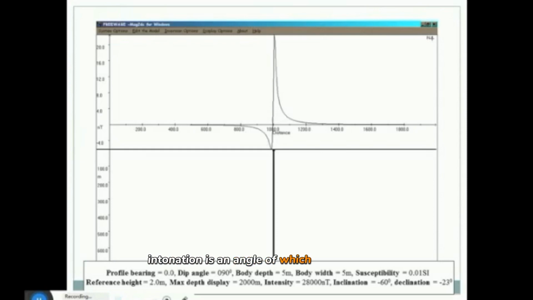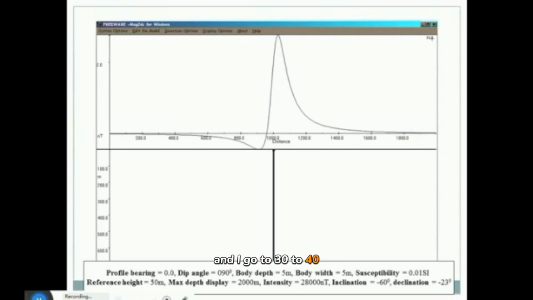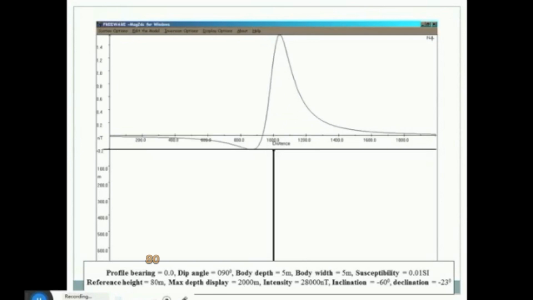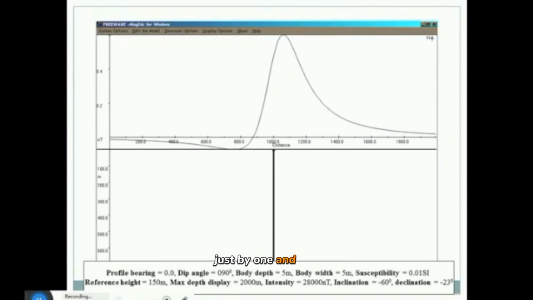Inclination is the angle at which the field lines are coming into the Earth when you're doing the survey, and declination is the difference between true north and magnetic north. We're changing our reference height. So our anomaly here is at 200 nanotesla. As I get higher to 15 meters, I'm already down to 80. As I go to 30, we're about 40, 50 is down to 20, 80 we're already by 1 point something, 100 just under 1.